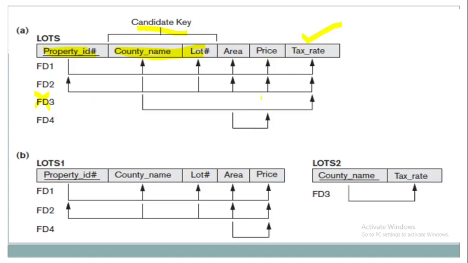Well, in FD4, area determines price. Here both are non-prime attributes, so there is no partial functional dependency here. Coming to FD3, it is a violation of second normal form. So in that case we need to break it down, and county name and tax rate should be made a separate table. As you can see here, we have split the table and made a separate table for the county name and the tax rate, that is for functional dependency 3. The rest is as it is. So this is how we converted a table into second normal form.